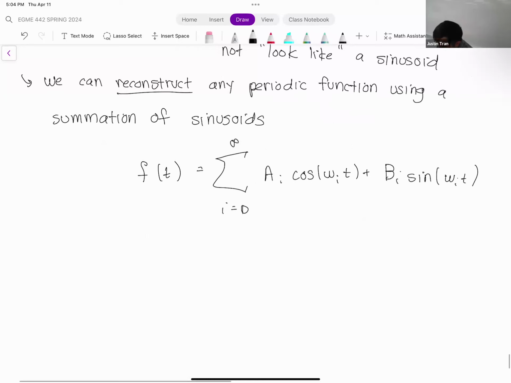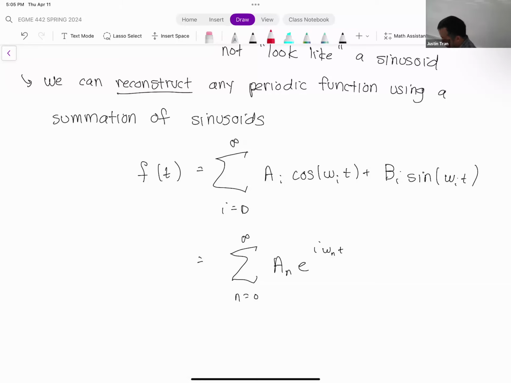Or if you prefer one that's a little more compact, we can use Euler's formula. This is equal to the summation from n equals 0 to infinity of a_n e to the i omega_n t. That's probably the more common way just because it's more compact. So this applies for any periodic function. As long as your function repeats to some degree, you can reconstruct it as a sum of infinite sinusoids.